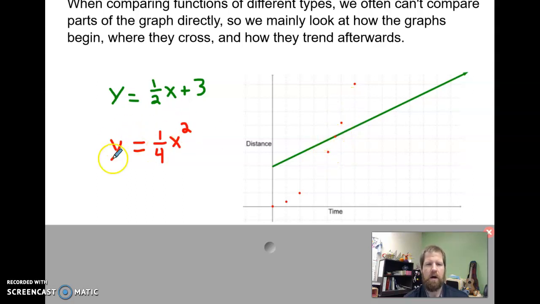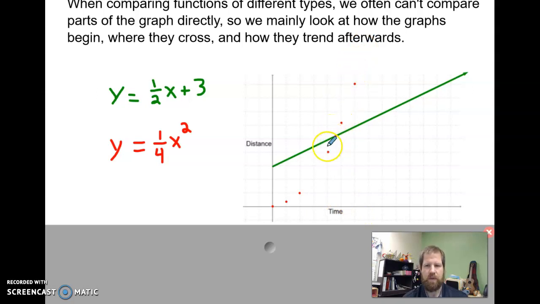And from there, our quadratic is going to trend higher. Okay, it's going to trend being a further distance over time. All right, a steeper slope or average rate of change.